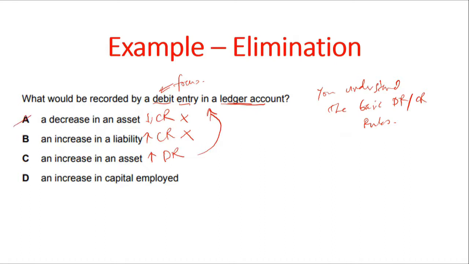So you eliminated option A and option B, you knew the accounting rules, and now you have option C as your correct answer. An increase in capital employed is also a credit, so this is an incorrect option. This is how you will use elimination, where you know that certain options are incorrect using your knowledge, and then it will help you arrive at the correct multiple choice answer.